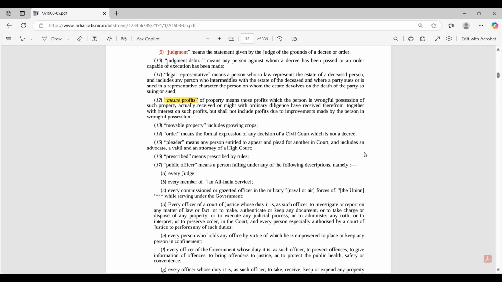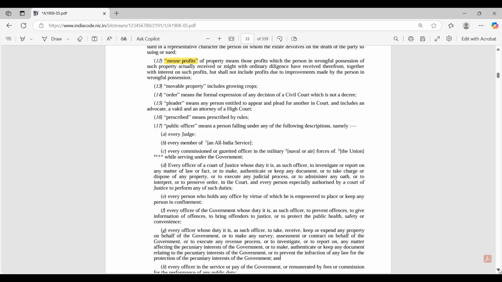That's what we call mesne profit, which I mentioned. Movable property, please read it properly because it includes growing crops. They do ask this in judicial examinations. Order: a formal expression of any decision of a civil court which is not a decree. So there's a difference between order and decree.